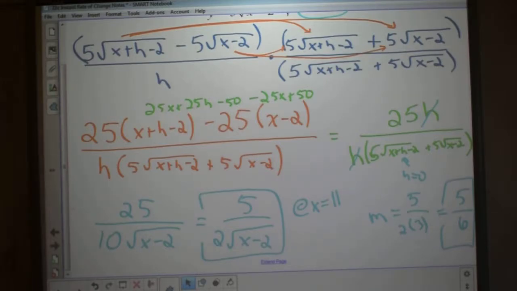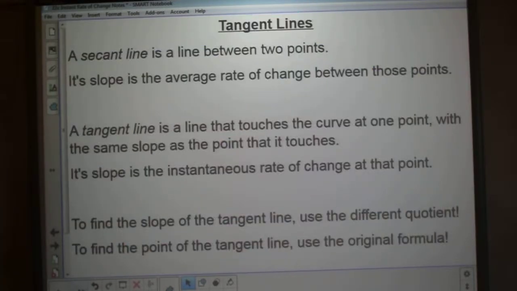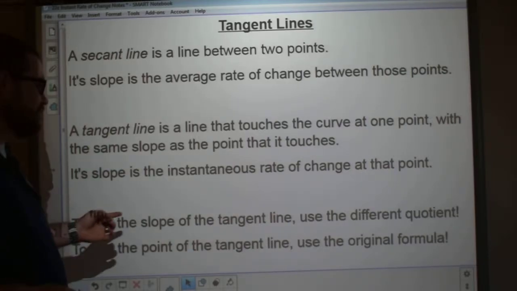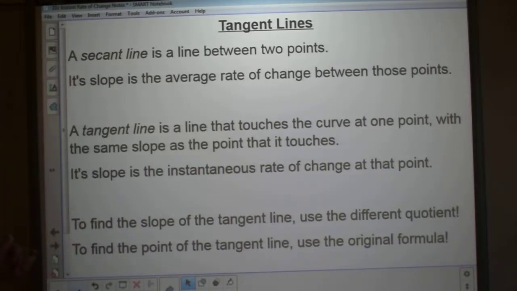One more question I could ask, and it's going to talk about tangent lines. A secant line is a line between 2 points. A tangent line is just a line that touches the curve at 1 point. Its slope, instead of the average slope, is the instantaneous slope. To find the slope of the tangent line, I use the difference quotient. To find the point of the tangent line, we're going to plug that back into the original formula.